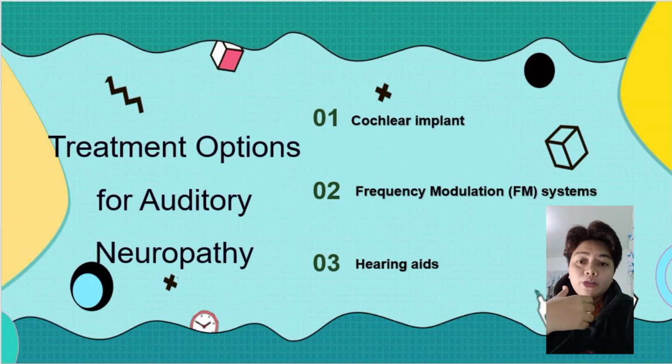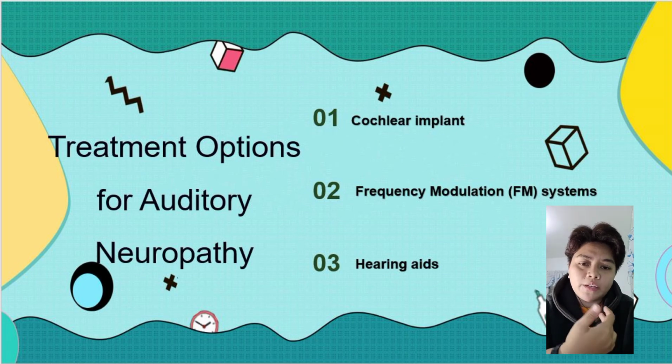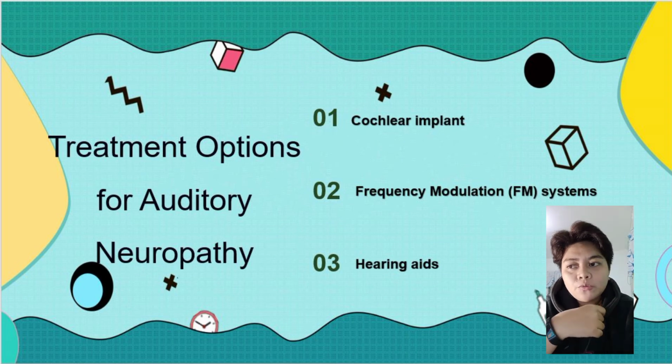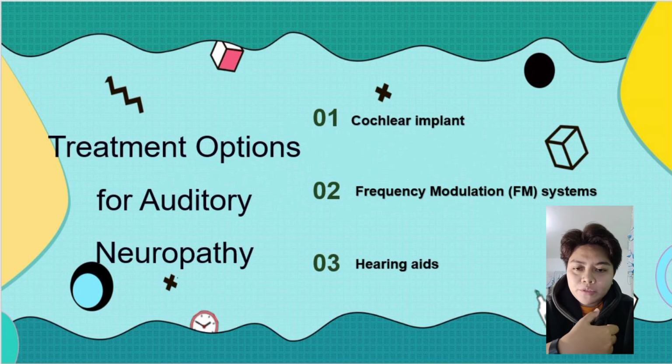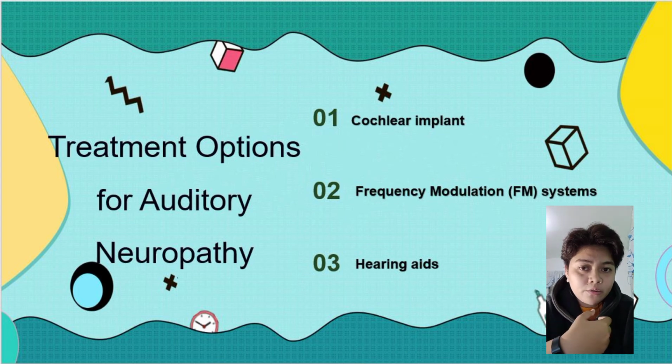Well, since we already talked about the symptoms, causes, and the diagnosis for auditory neuropathy, it is time to talk about the treatment options for auditory neuropathy. It is to be kept in mind that these treatments will sometimes work and sometimes will not. It depends on the person who suffers from this type of hearing impairment.